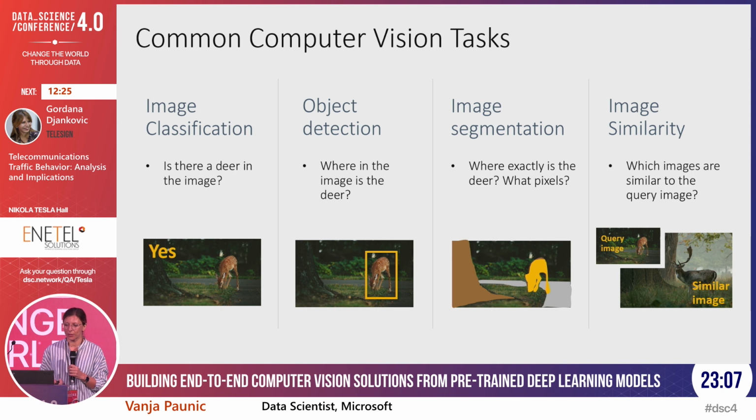Object detection goes a bit further, and it asks not only is there an object that you're looking for in an image, but where exactly it is in the image. So it asks for the bounding box of the object that you're looking for, so the bounding box of a deer. Image segmentation goes then even further to ask not only give me the approximate coordinates of the object that I'm looking for, but give me the exact pixels that constitute that object in the image. And then finally, we often see image similarity problems where, given a query image and a set of other images, give me images that are most similar to my query image, and rank them in some order.